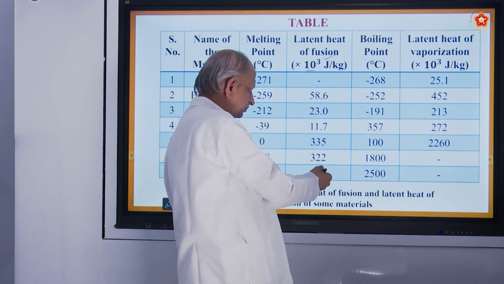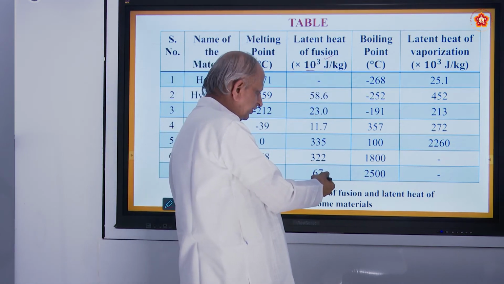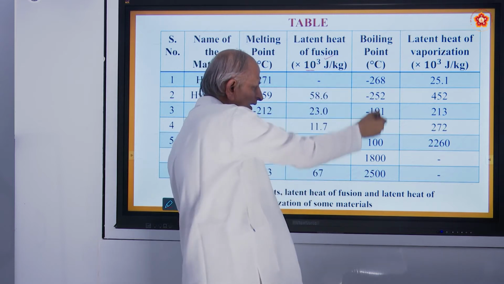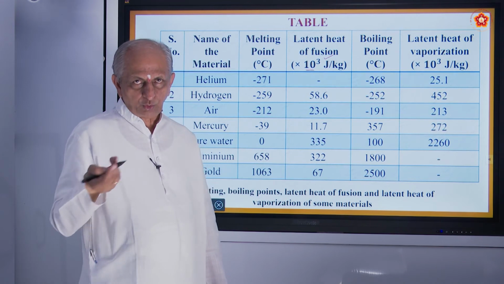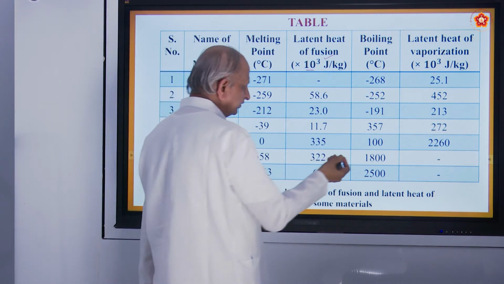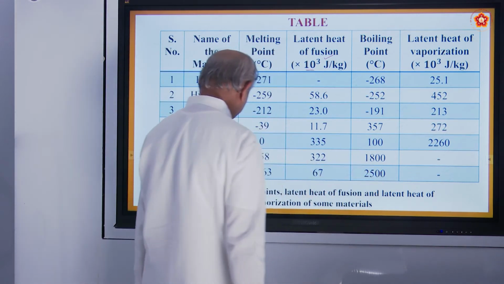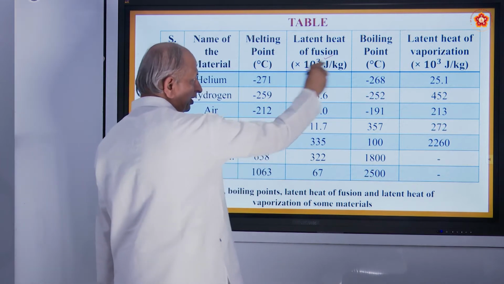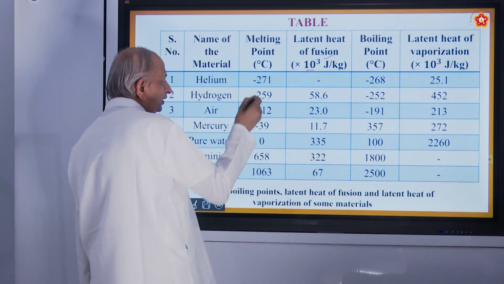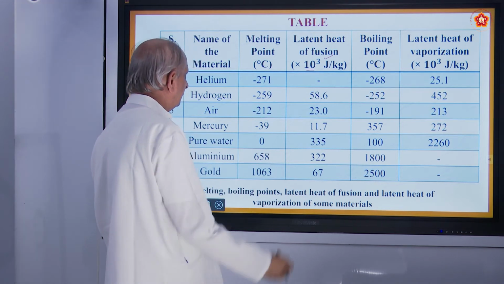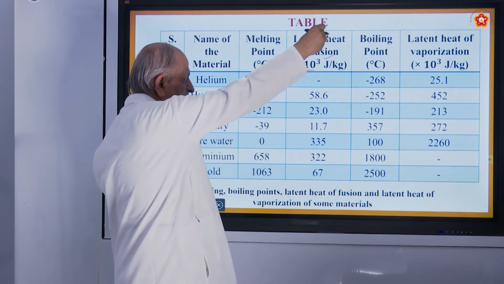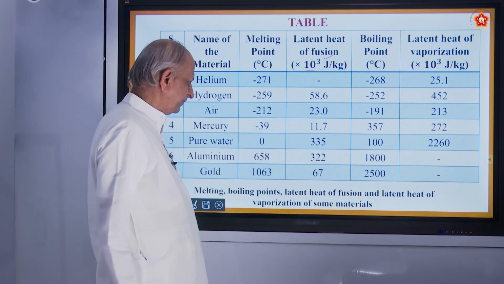And latent heat of fusion is 67. Boiling point is 2500. To make gold boil, you have to give a temperature of 2500. So this is a list of all the important physical quantities like melting point, latent heat of fusion, boiling point and latent heat of vaporization.